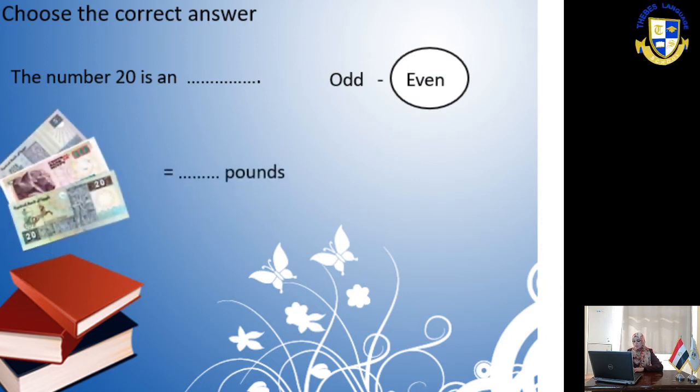Number 2 is money. You can see he wants to know how much money he has. It's 20, 10, and 5. 20 plus 10 equals 30. 30 plus 5 equals 35. So you will choose 35.